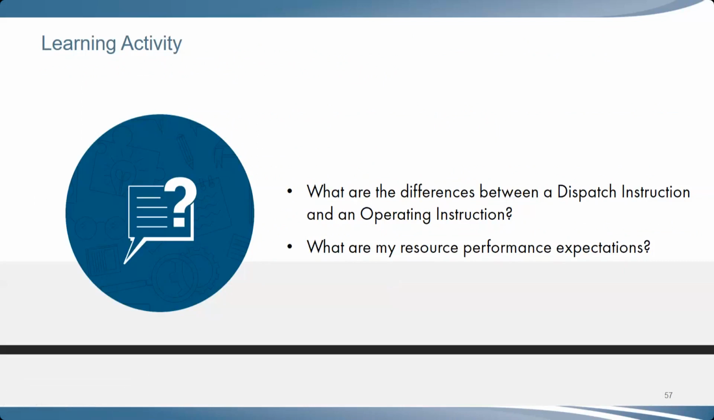So real quick, let's get you guys answering. True or false, operating instructions can be responded to within the first 30 minutes of being received. True or false? Go ahead and put your answer in the chat.